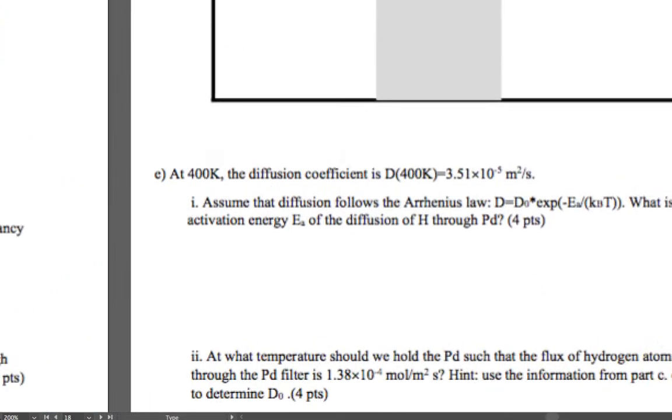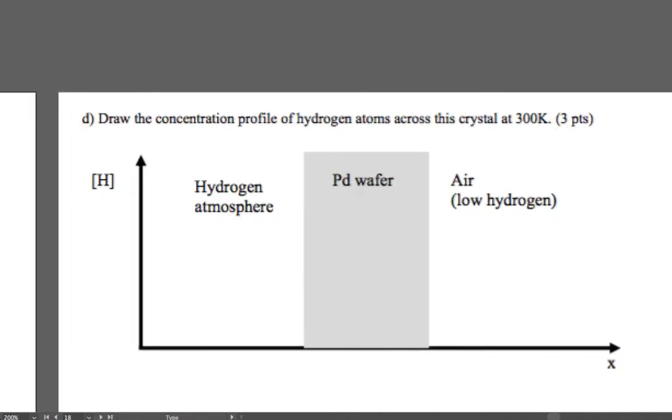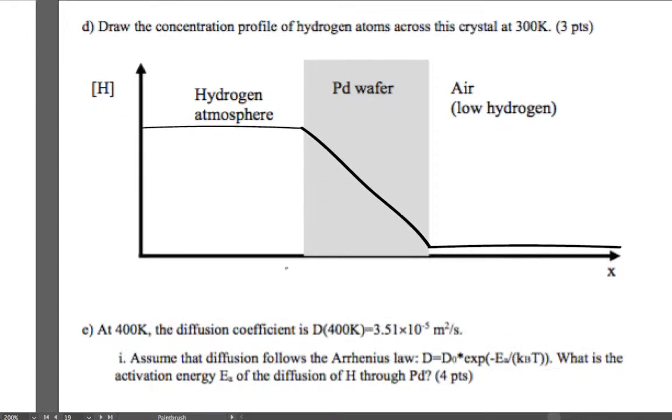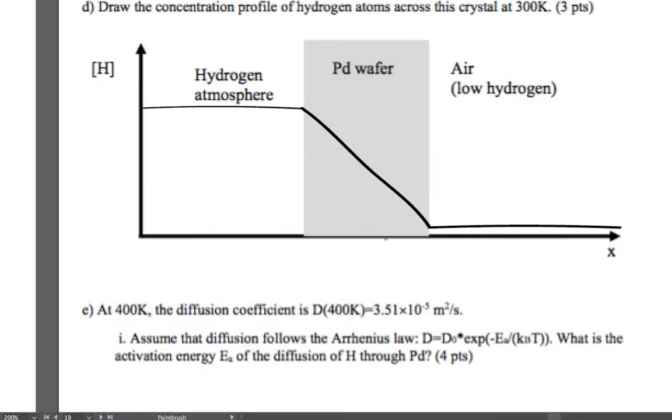And so, okay, D. Draw the concentration profile of hydrogen atoms across this crystal at 300 Kelvin. So basically here, let's draw the concentration of H, which in this case is pretty high, but then this side here is a very low one. And for the wafer, it's basically the slope here. That's the diffusion rate.